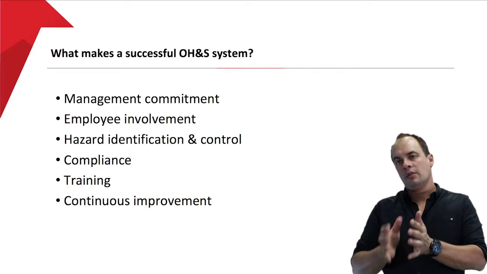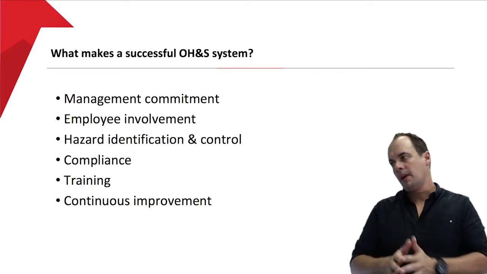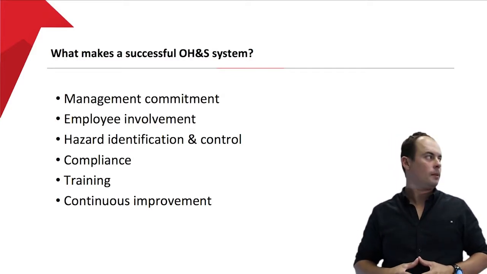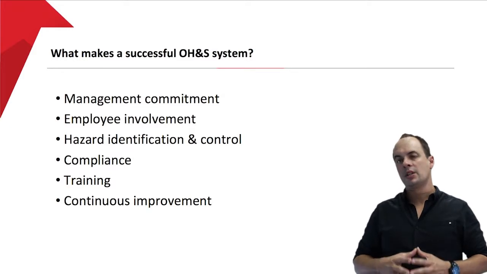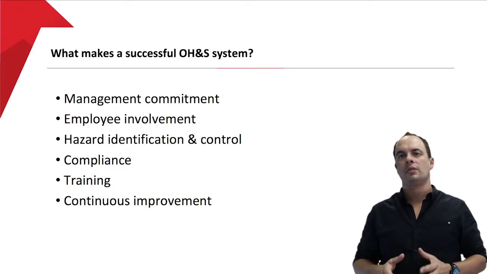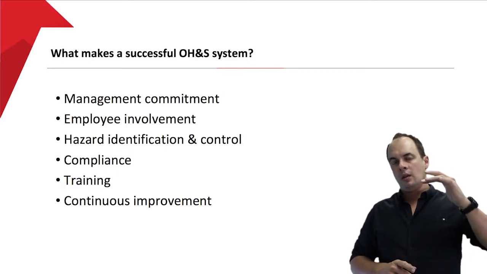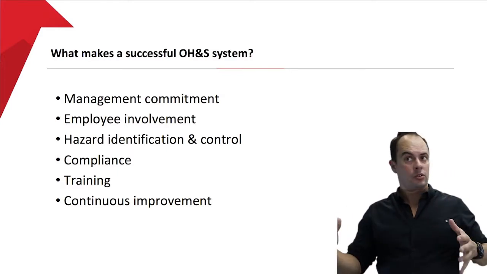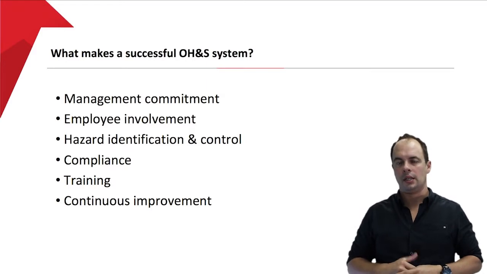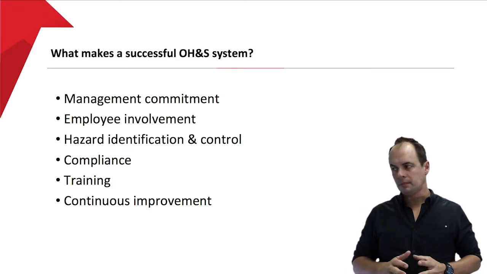We've got there, from the third part I'm up to, is hazard identification and control. A successful system has a process to identify hazards, and then once we look at those hazards we say, well, how are we going to control them? And I've got a really good case study in a couple of slides time around that.